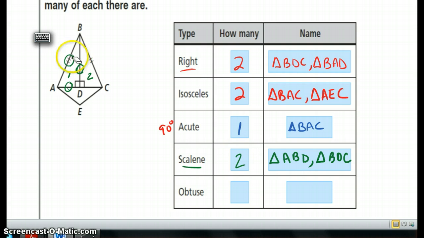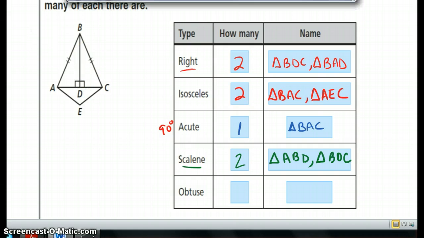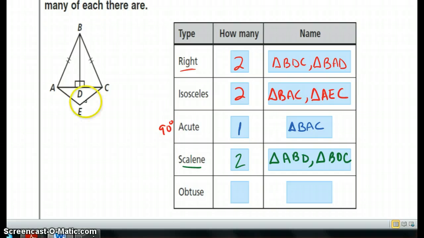All right, last kind of triangle, obtuse. Remember, obtuse has to have an angle greater than 90 in it to be obtuse. So, where do we see that angle that we didn't think was right, but we knew it was bigger? I think that was angle E. So if I were to name this triangle, I would say that triangle AEC was obtuse, and we only found one of those.